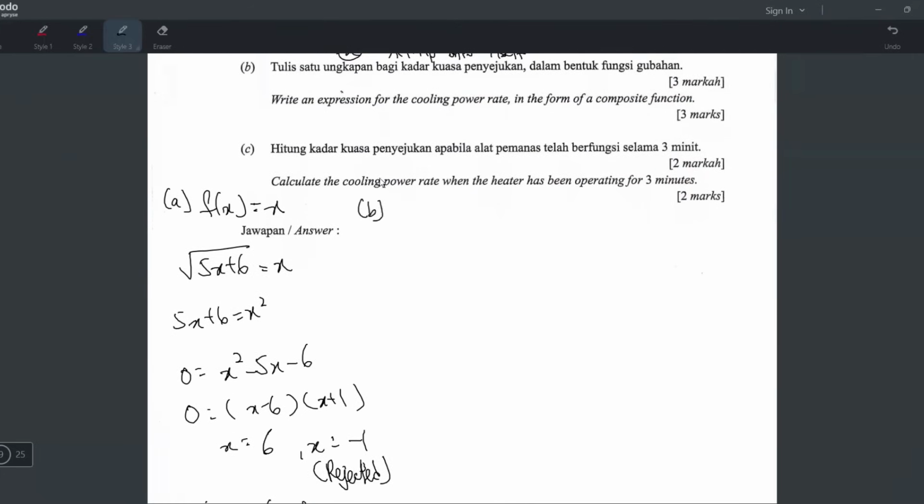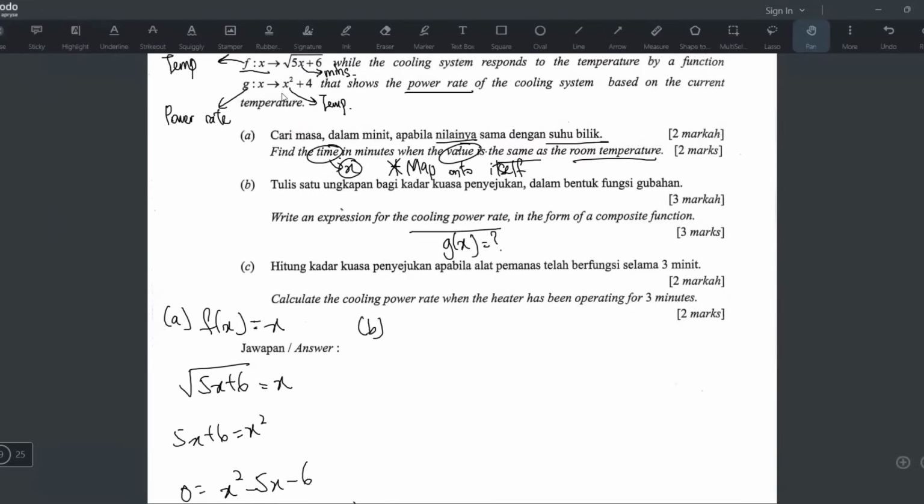So B, let's see what I want. Write an expression for the cooling power rate. If I'm not mistaken it is g(x), right? Yeah, because I remember they say here, g(x). But it says in the form of composite function. Tulis satu ungkapan bagi kadar kuasa penyejukan dalam bentuk fungsi gubahan. Okay, we already know the cooling power rate function is the g(x), right?